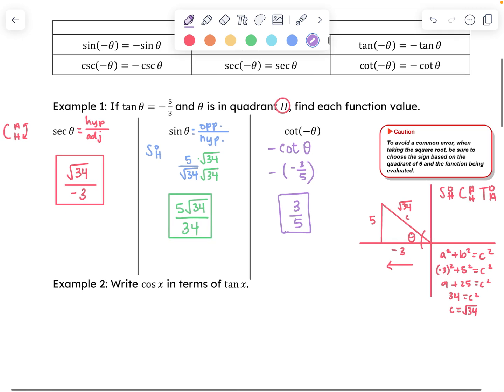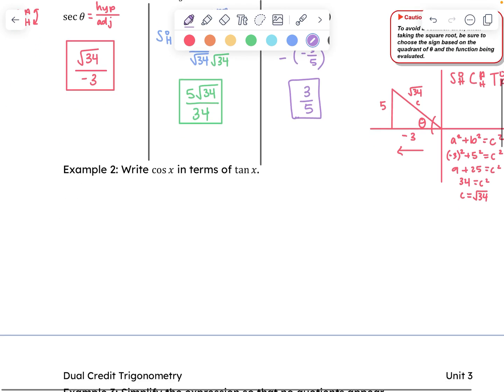So you can use your SOHCAHTOA to help you, and also use your identities to go through and help you find some values. Some other things that you can do is write certain trig values in terms of other trig values. That's what we have right here in example 2. It says write cosine in terms of tangent.